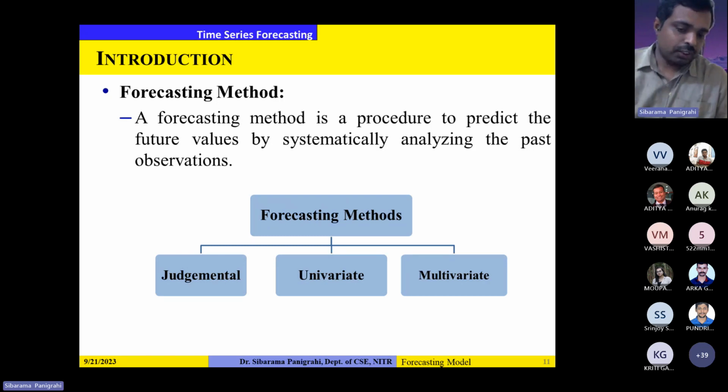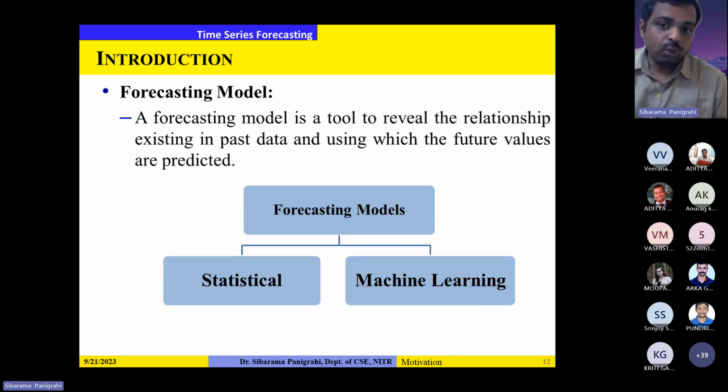The researchers always confuse forecasting method and forecasting model. That's why I have put those two things in the slide. So what is a forecasting model? A forecasting model is a tool to reveal the relationship existing in the past data, using which future values are predicted. For example, a forecasting model may be a statistical model like ARIMA, RFIMA, exponential smoothing, naive. However, these statistical models assume that the time series is generated from a linear process and often fail to provide satisfactory results if a time series is nonlinear.